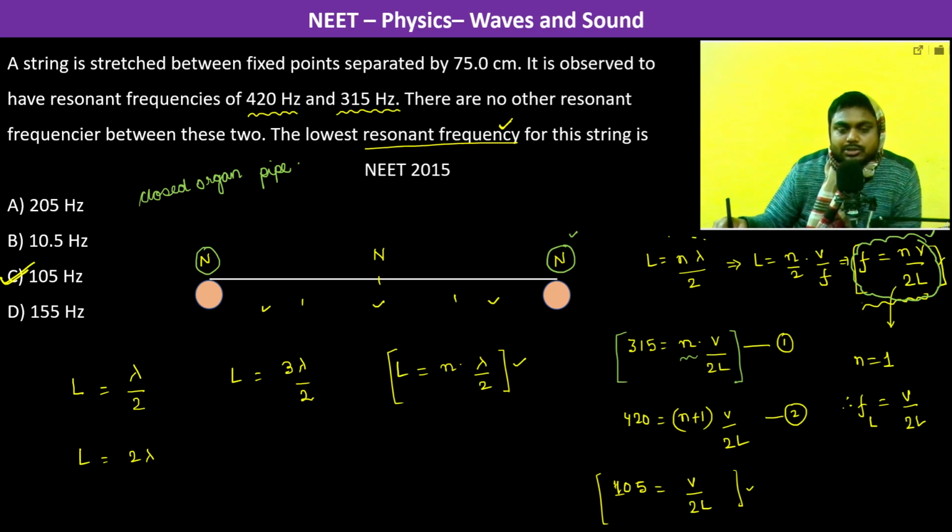Okay, so now there is no frequency which is in between 315 to 420. That means that the n plus 1th harmonic will be 420. So 420 equals n plus 1 v by 2L. Now we subtract it and we get 105 here. 105 equals v by 2L. Now for the smallest one, okay, we had n equals 1. So therefore for the smallest one the frequency was v by 2L. Now v by 2L we calculated from here, that was 105. So therefore 105 is the answer.